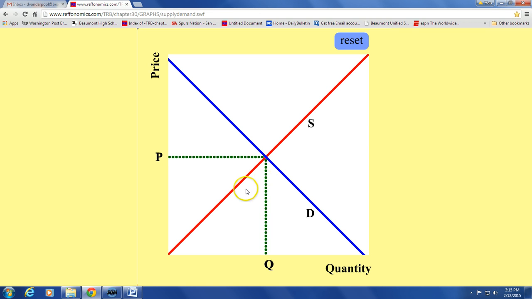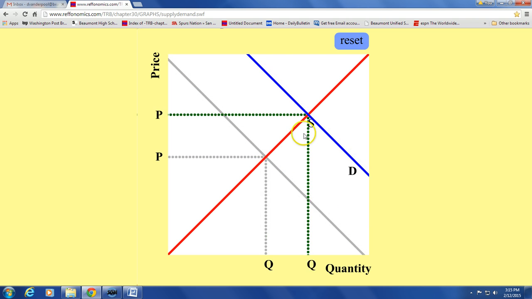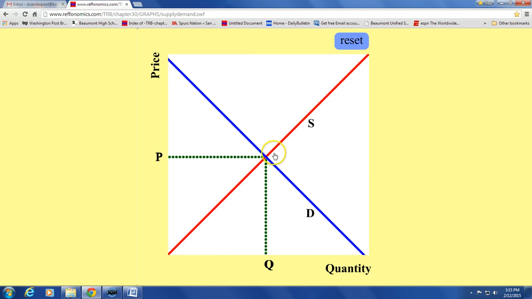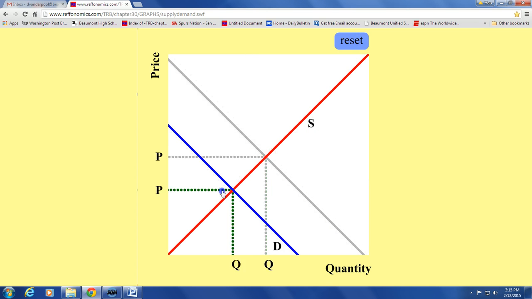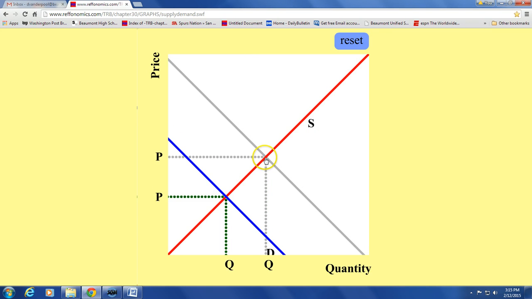So right here we have a supply and demand curve, prices on our y-axis, quantity on our x-axis. Let's say we have an increase in demand for something. The demand curve shifts to the right. You can see as we move from that equilibrium to that equilibrium, price went up and quantity went up. If you have a decrease in demand, the demand curve shifts to the left. We moved from that equilibrium to that equilibrium, so equilibrium price went down, and equilibrium quantity also went down.